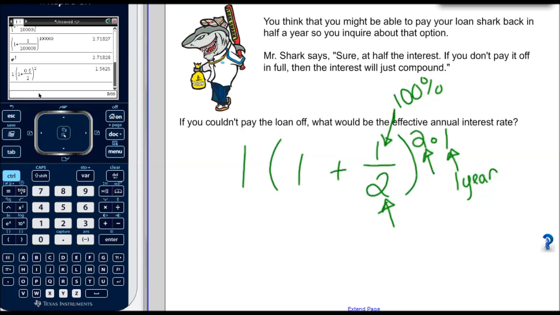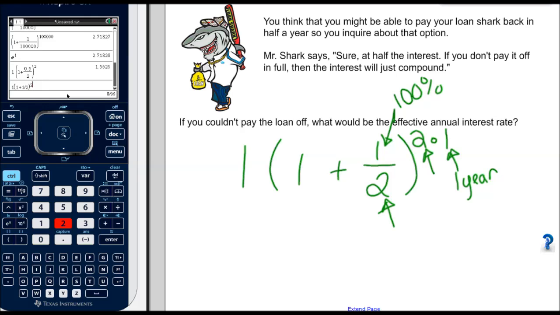Okay, so we're going to plug that into our calculator. We'll get 1 times 1 plus a half, and this is to the power of 2. And that gives us 2.25.